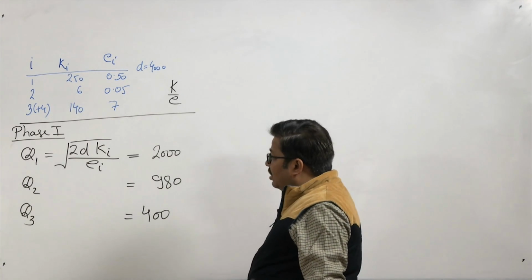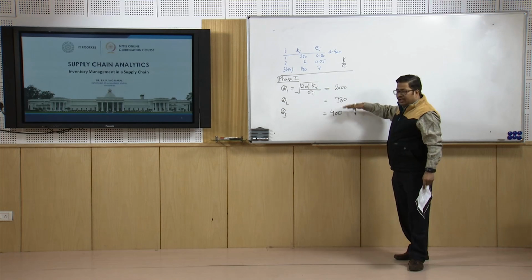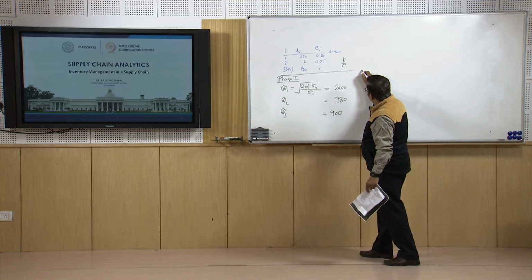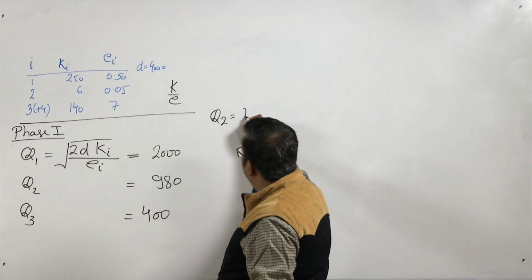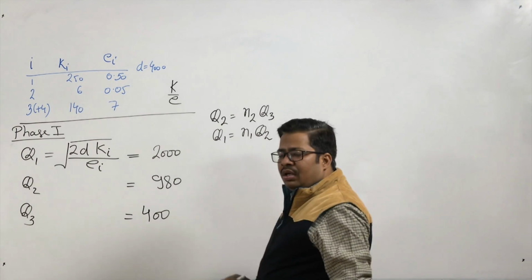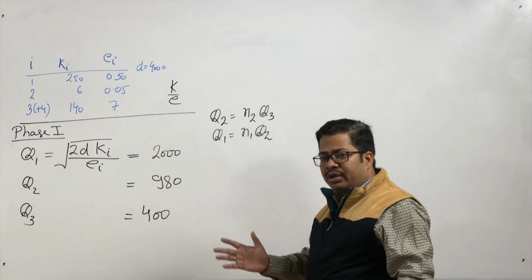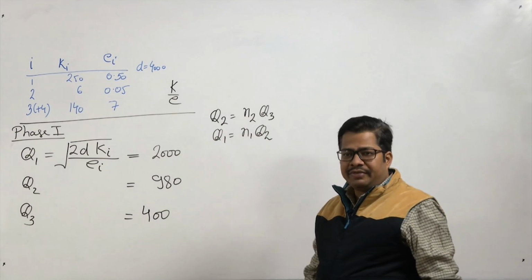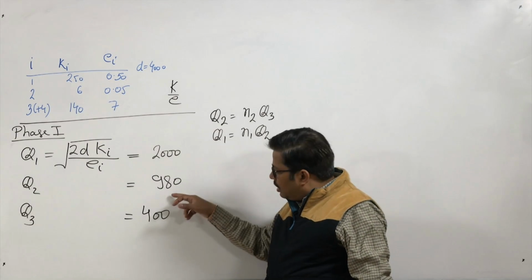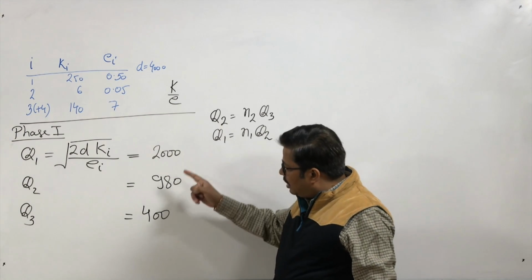Now, you see that we have already discussed at the time of model building that we want a particular type of relationship between Q3, Q2, Q1, and we wanted that Q2 should be explained in terms of Q3, and Q1 can be explained in terms of Q2. And already we know, when we discussed the 2 installation problem, that N1 and N2 we want integer values. Now, simply by seeing here, Q2 is 980, Q3 is 400. So, 980 is not an integer multiple of 400. Similarly, Q1 is 2000 and Q2 is 980.